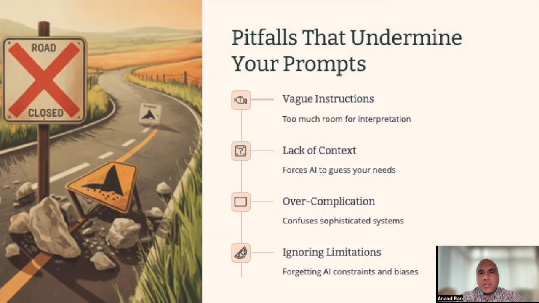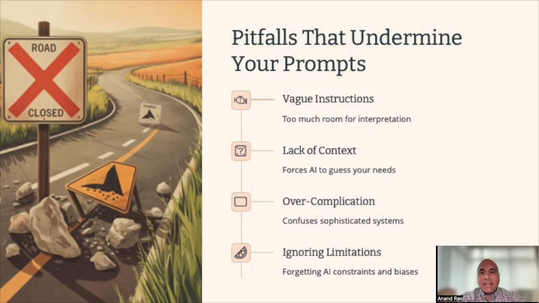Now, even with good intentions, there are common mistakes that can sabotage your prompts. Vague instructions leave too much room for interpretation. It's like saying write something good without defining what good means. Also, a lack of focus. This can force the AI to guess what you really need and for what purpose. Overcomplicated requests that try to do too many things at once can confuse even sophisticated AI systems.